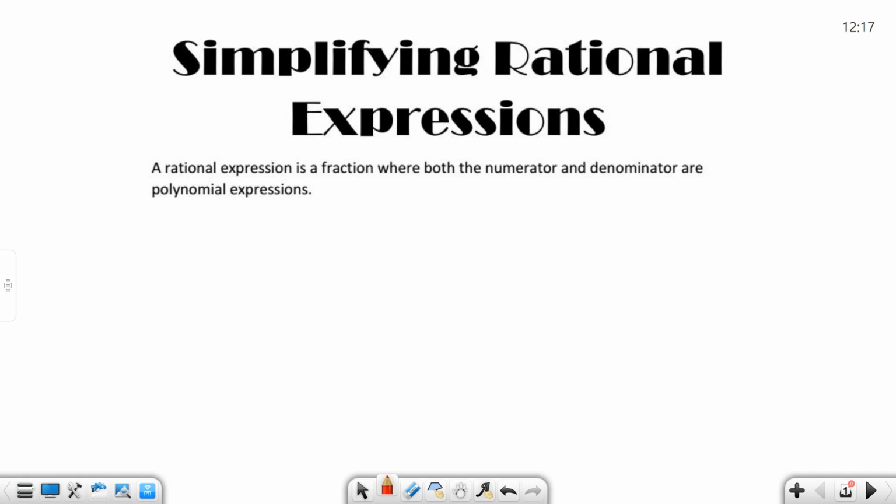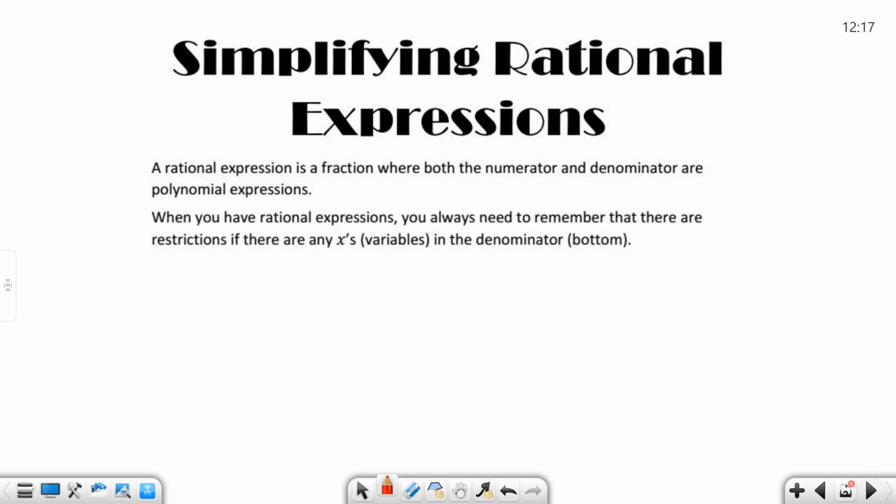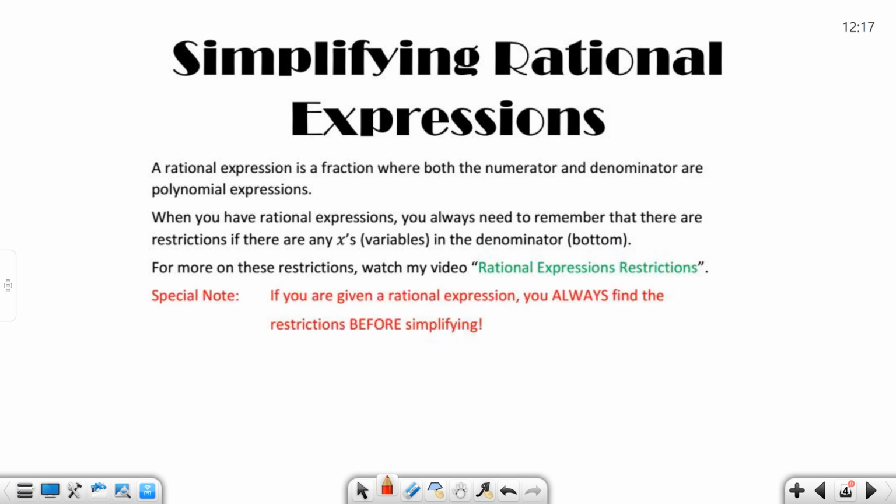Simplifying rational expressions. A rational expression is a fraction where both the numerator and denominator are polynomial expressions. When you have rational expressions, you always need to remember that there are restrictions if there are any x's or variables in the denominator, which is the bottom. If you have any variables on the bottom, you're going to have restrictions. For more about these restrictions, watch my video, Rational Expressions Restrictions.